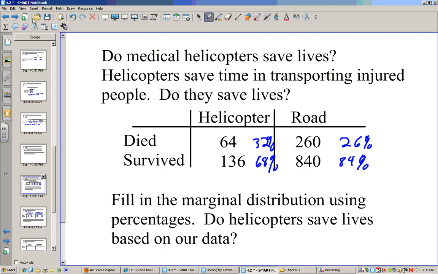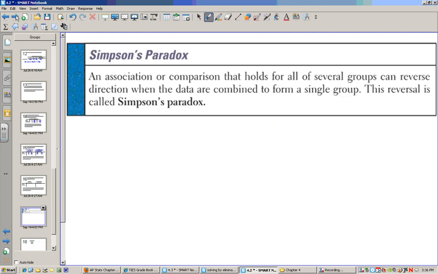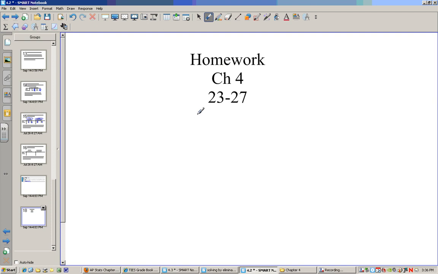So sometimes there are other variables that can actually give you the opposite result than the original result. So we call this Simpson's paradox. It's an association or comparison that holds for all of the several groups and it can reverse when the data is combined to form a single group. This reversal is called the Simpson's paradox.